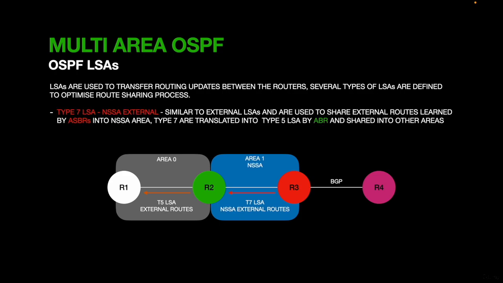We also can have type 7 LSAs, which are for not so stubby area external routes, and it is similar to external LSAs, but the ASBR is a router in the not so stubby area. It will create its own type 7 LSA, which is similar to type 5 LSA, and first the type 7 LSA will be created by the ASBR in the NSSA. It will send it to the ABR, and the ABR will translate this type 7 LSA into a type 5 LSA, and it will announce the external routes, the type 5 LSA.